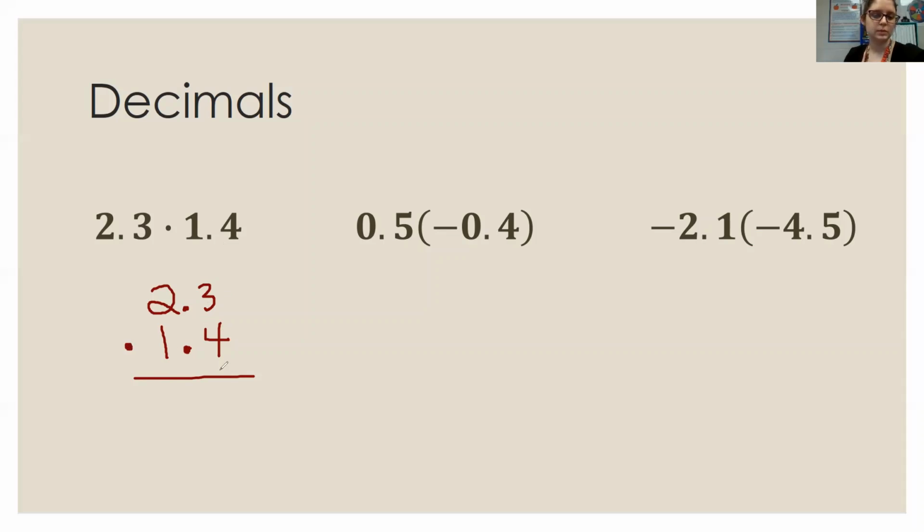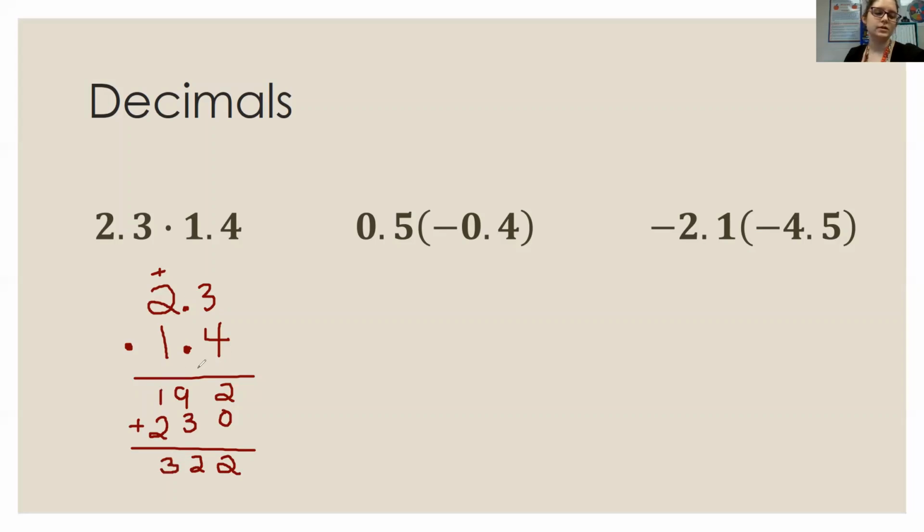Okay, so 4 times 3 is 12, carry my 1. 4 times 2 is 8, plus 1 is 9. I'm going to mark out what I carried. 1 times 3 is 3, forgot my placeholder 0. 1 times 2 is 2. I'm going to add. 2 plus 0 is 2. 9 plus 3 is 12, carry my 1. 1 plus 2 is 3.